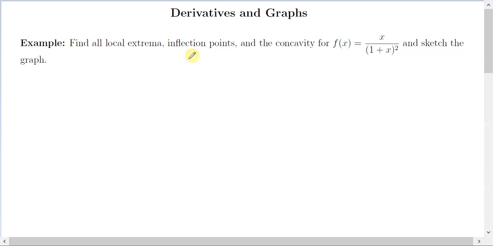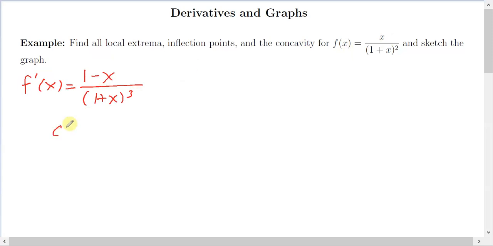I'm going to go through one more example of finding the local extrema, inflection points, and concavity for a function. And this is the function. So let's start with the local extrema, which means I need to use the first derivative test, requiring me to find the critical points. If you take the derivative using the quotient rule and simplify, you end up with the first derivative as (1 minus x) over (1 plus x) cubed.